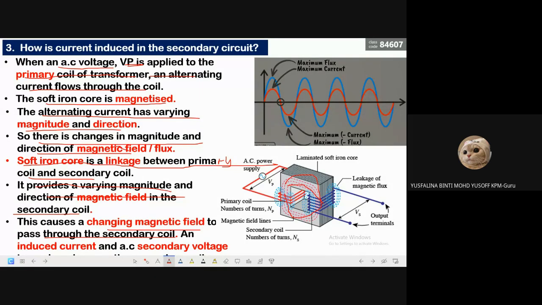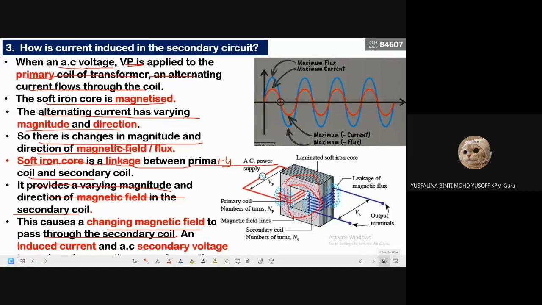Now they have magnetic fields and you can see there is a number of turns there. So what will happen? The turns of the secondary coil cut the magnetic fields that were transferred from the primary to the secondary, and it produces the induced current. So an induced current and an AC secondary voltage is produced across the secondary coil. So that's how it happens.